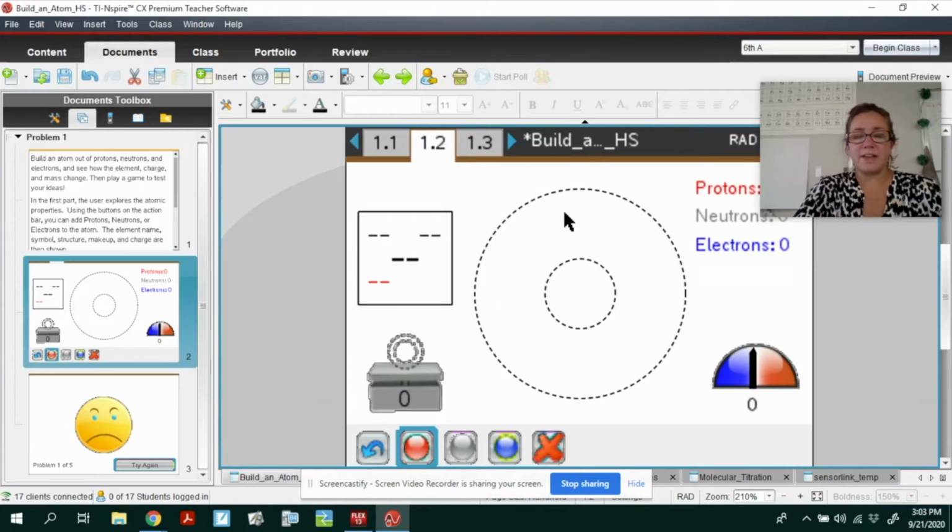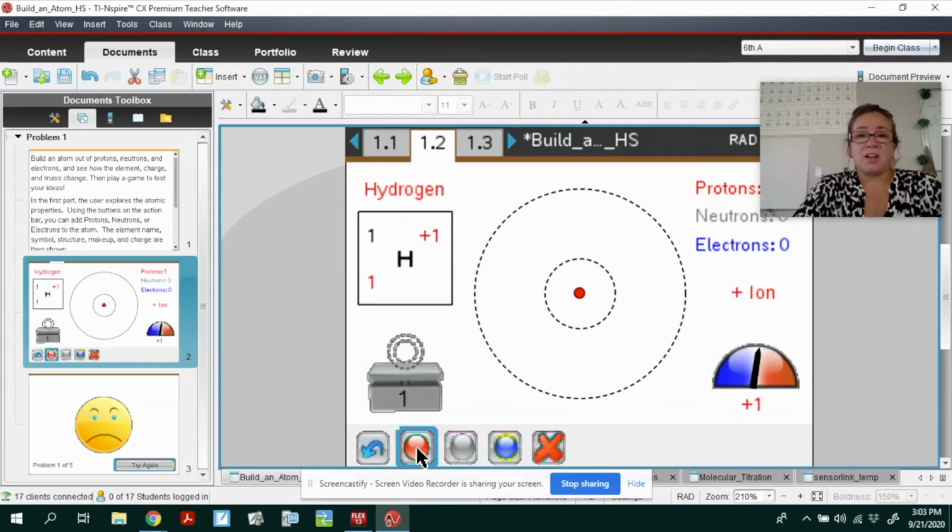So this is what it looks like. We have a little scale here, we have a square here, and we'll figure out what that square does. We have protons, and they match to the red dot. We have neutrons, they match to the gray dot, and then we have electrons that match to the blue dot. And so I just tell students, start adding them.